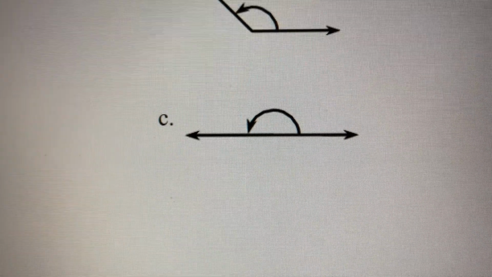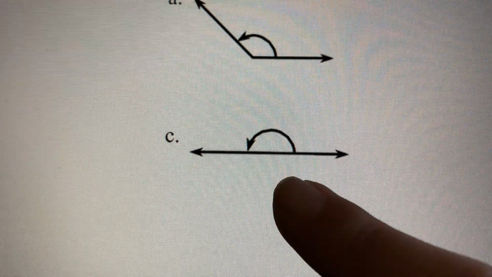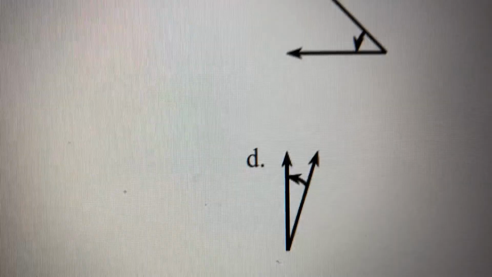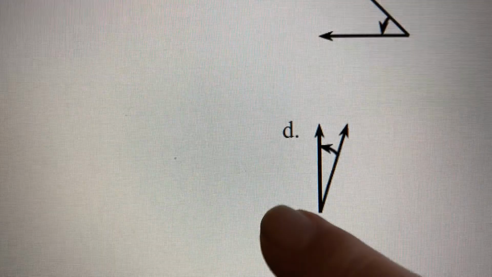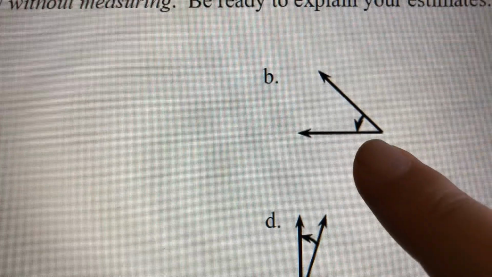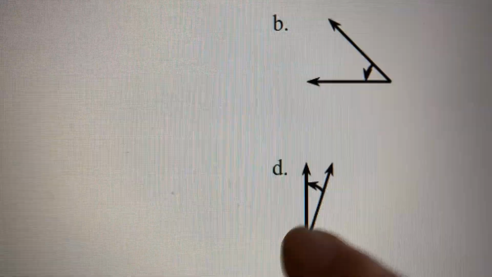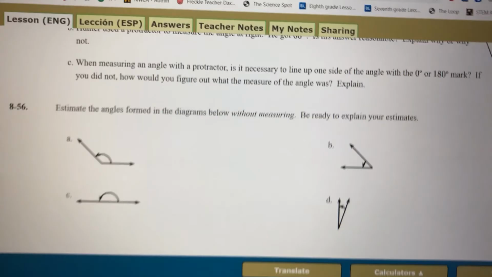C, I know that's 180, so that's 180 degrees because it's a straight line. And then this one's a very small acute angle, so it's even smaller than this one, and we said that was 45. That kind of looks like the one we did earlier, so I'm going to say about 20 degrees. That looks like a 20 degree angle to me.